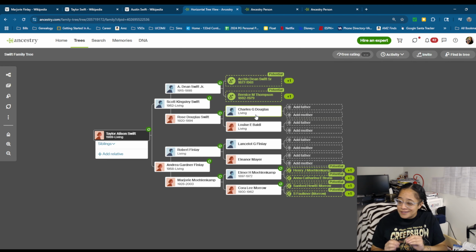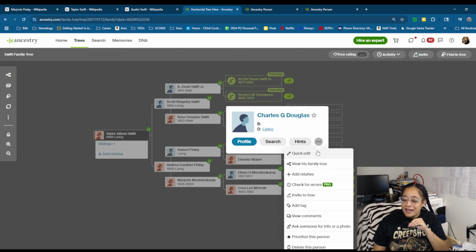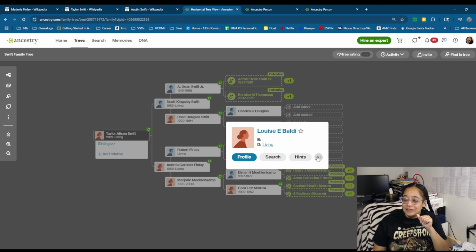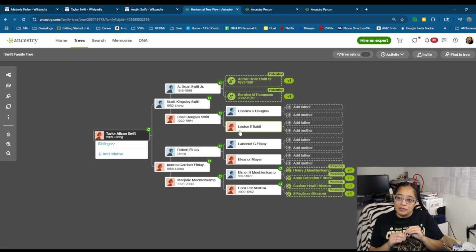And for some reason, this is a little glitch. I'm not sure why. When you do add stuff from certain indexes, it assumes the folks are living. So I'm just going to go ahead and click on Charles, quick edit, and I'm going to say, nope, this person's deceased. Louise, quick edit, this person is deceased. Because again, once we are getting to the first generation of folks that passed at an older age, chances are their parents and grandparents are not living still, especially if it's been 120 years or further back. So we want to make sure that information is correct.